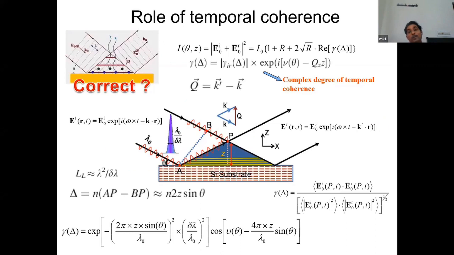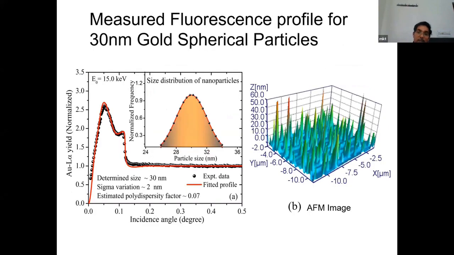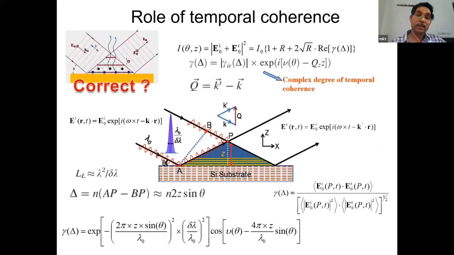So now up to now we have considered how the particles influence the fluorescence profile, and whether the fluorescence profile has the capability to analyze information about the particle. So that we have proved, it is a capability. Now, how about the temporal coherence? Temporal coherence means the beam which is coming.